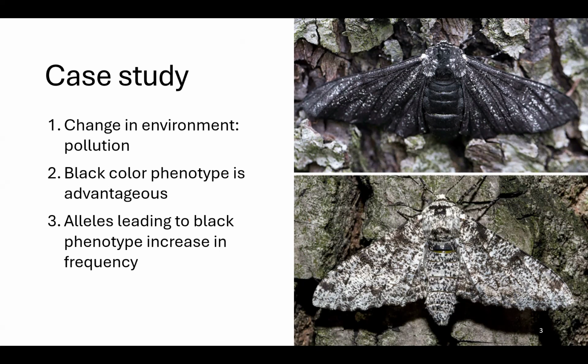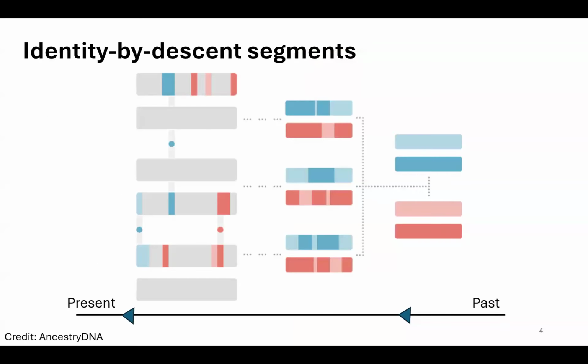And so what might have happened, or one interpretation of what happened, was that the black color phenotype increased very rapidly in a few years to a few decades. And the geneticist's interpretation might be that this was a phenotypic advantage, and alleles that were associated or mechanistically driving that phenotype would also increase in frequency. We're going to use long identity by descent segments to model such a scenario.